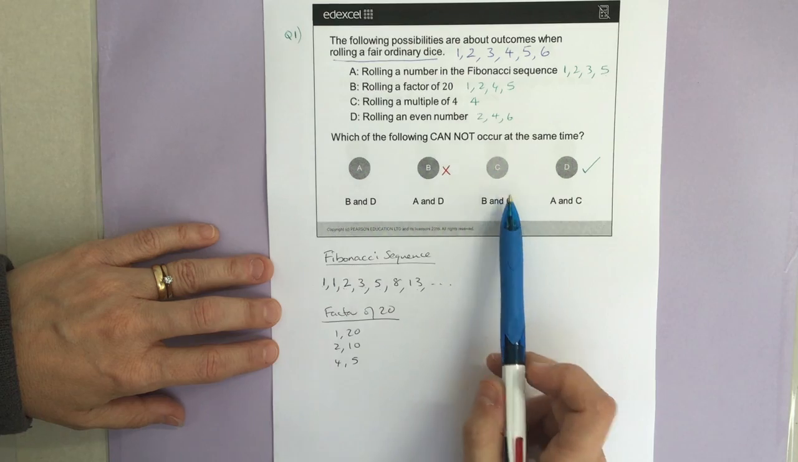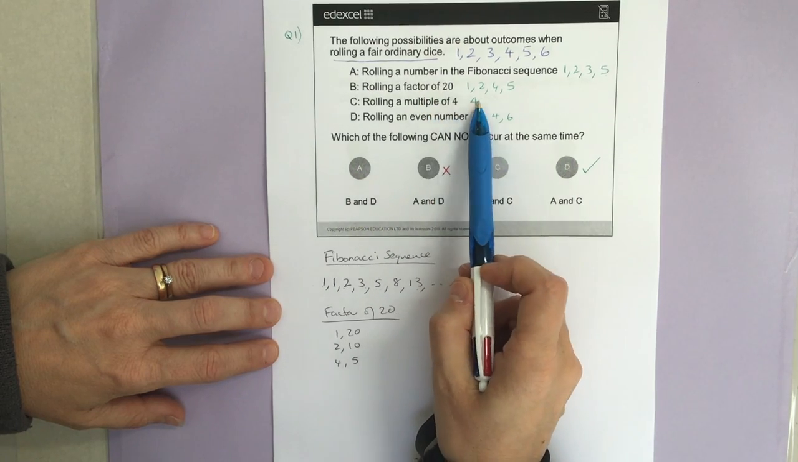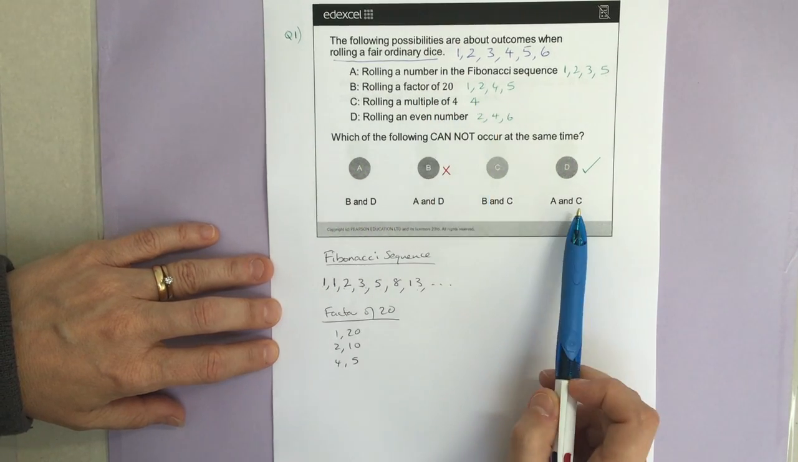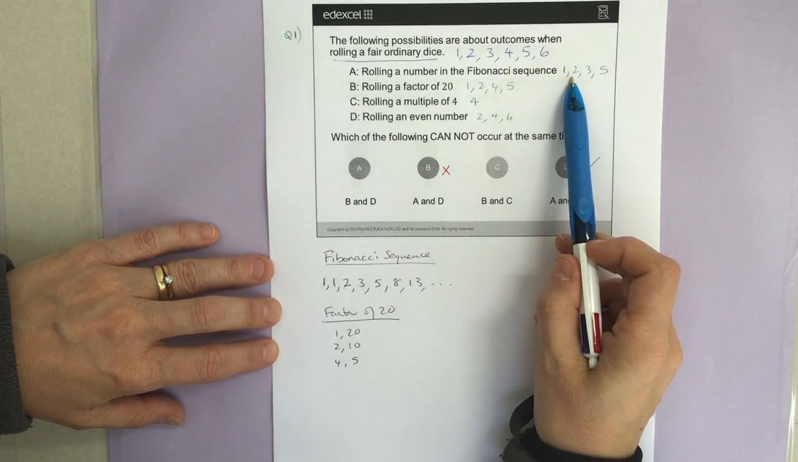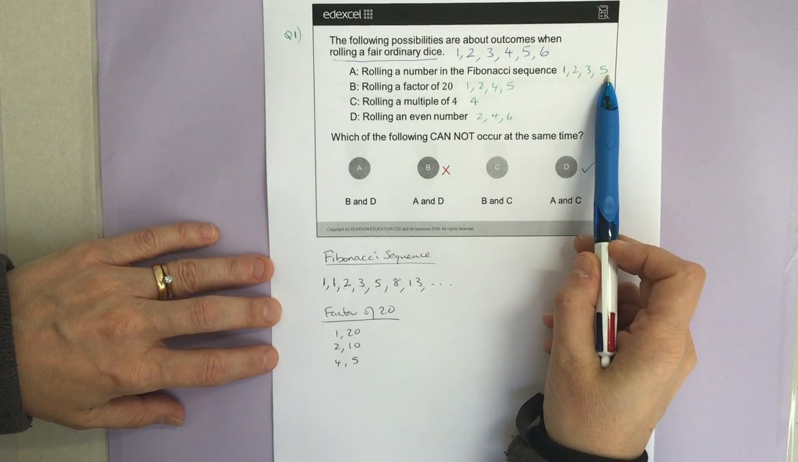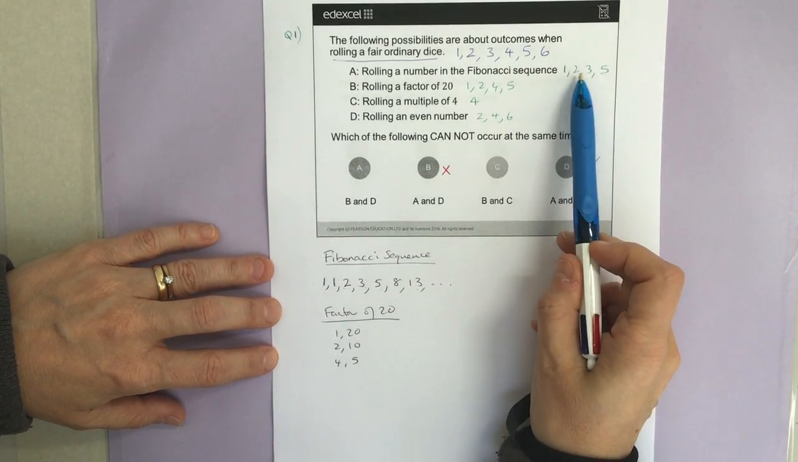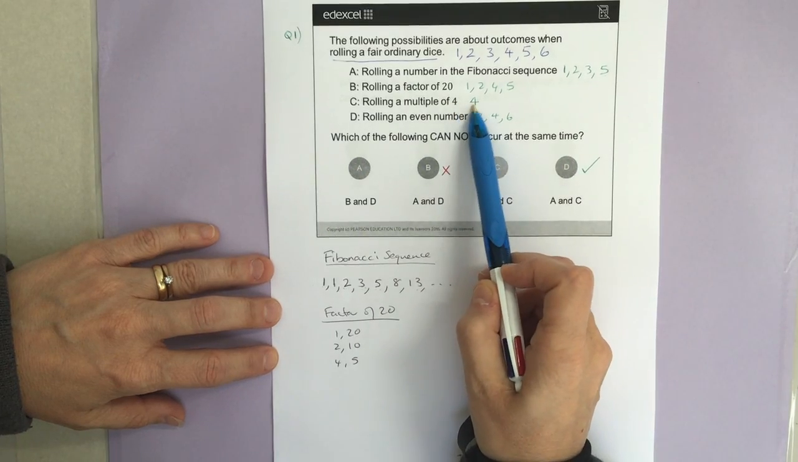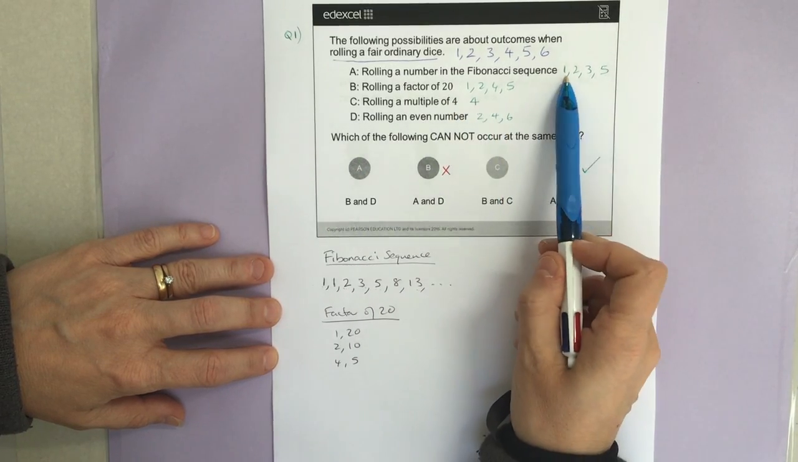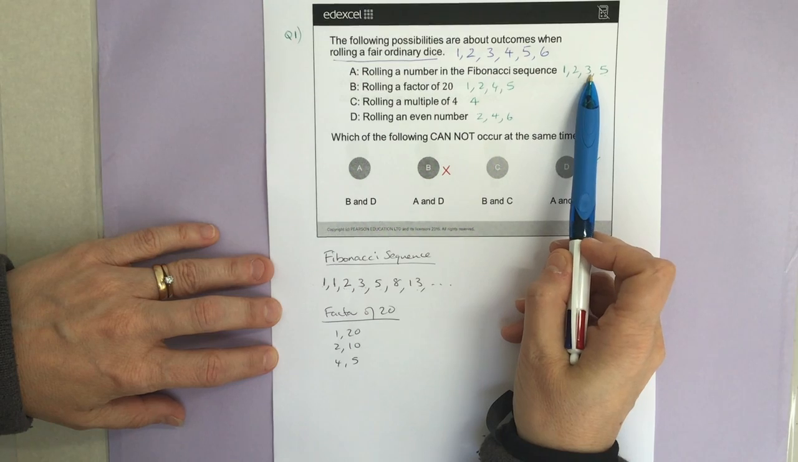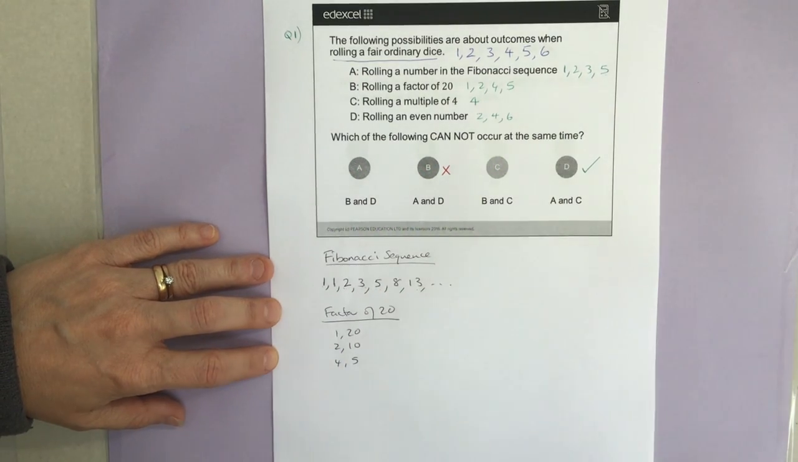B and C then, factor of 20, multiple of 4, well, 4's common there. And then A and C, 1, 2, 3, 5 from the Fibonacci sequence, 2, 4, 6. So, multiple of 4 here, 4 is the only one. They're not common, 4's not in the Fibonacci sequence, so that's why this one's correct.